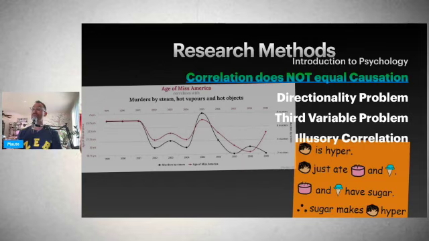The change we're seeing could be caused by some third variable as well. And this is called the third variable problem. Now, an example of the third variable problem, think of it like this.